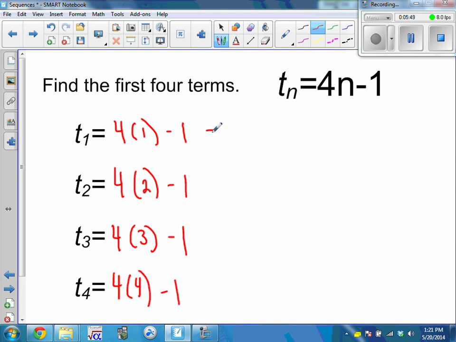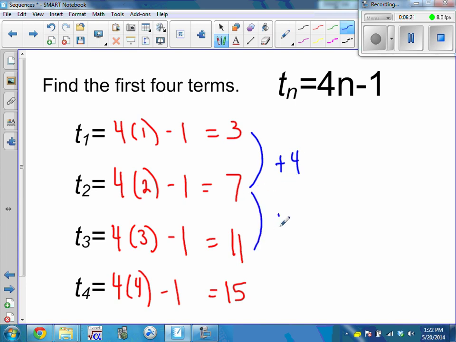Now if I evaluate these, I would get 3, 5, 11, and 15. No, I wouldn't. Let's try that again. This one should be 7. There we go. And so what I have done is to get my next term, I add 4. To get my next term, I add 4. To get my next term, I add 4.